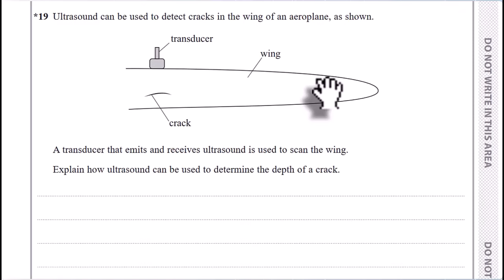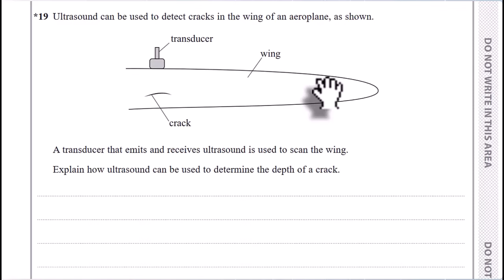Okay, so for question 19, it says ultrasound can be used to detect cracks in the wing of an airplane as shown. A transducer that emits and receives ultrasound is used to scan the wing. Explain how ultrasound can be used to determine the depth of a crack.